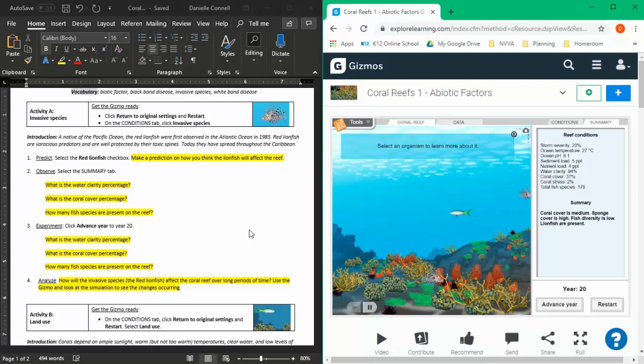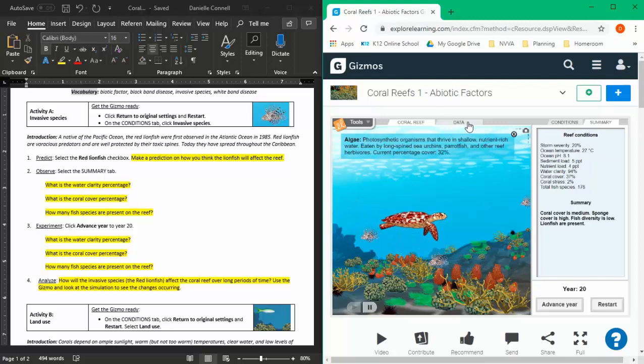How will the invasive species, which is the red lionfish that you just added, affect the coral reef over long periods of time? Well, 20 years is kind of a long period of time. Use the Gizmo and look at the simulation to see the changes occurring. So maybe you weren't watching the picture well enough to know what is happening to all of these different organisms. I wasn't paying attention to what was happening to the sponges, what was happening to the algae.